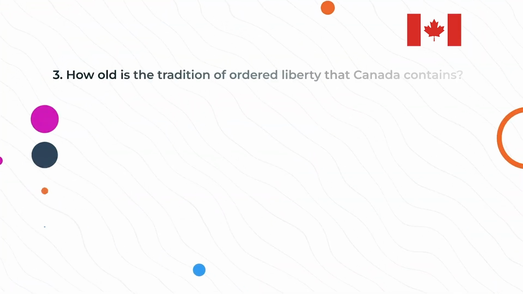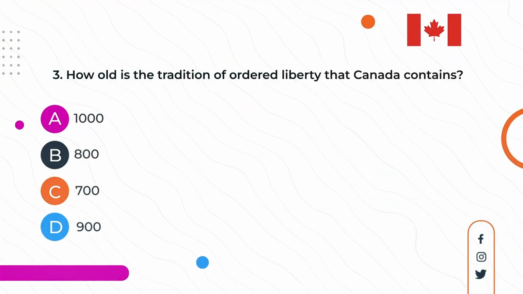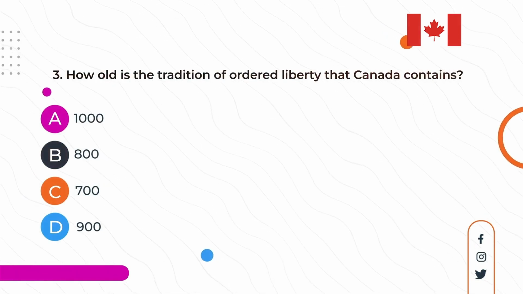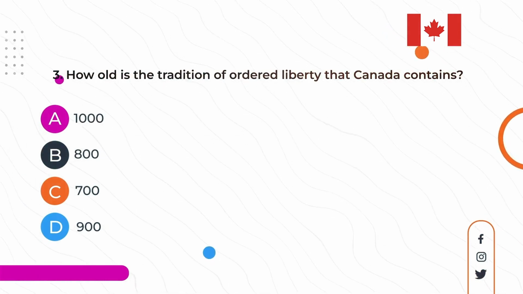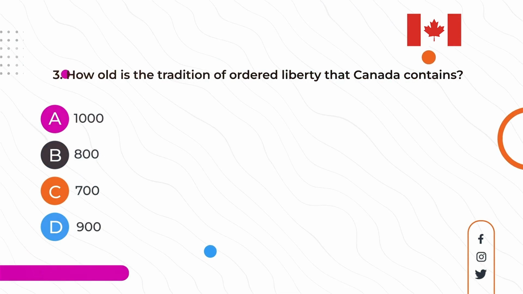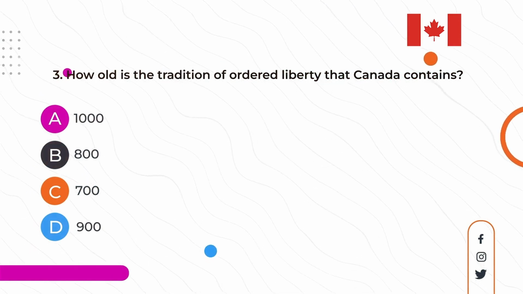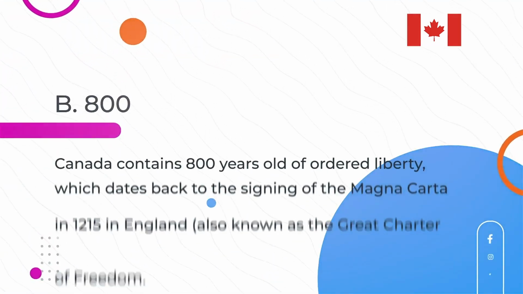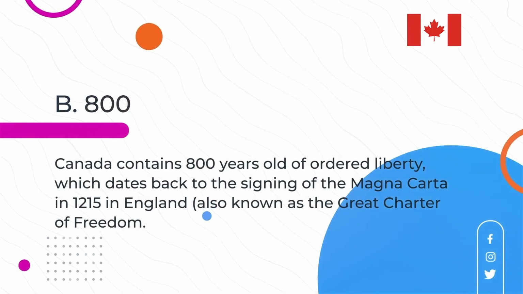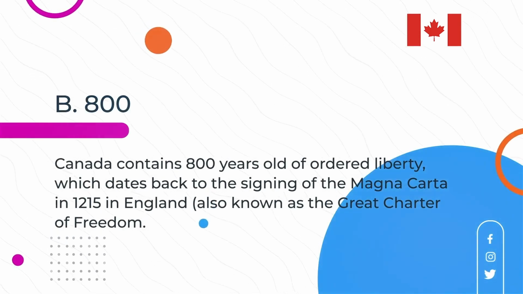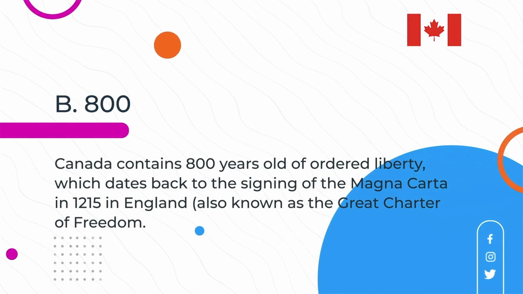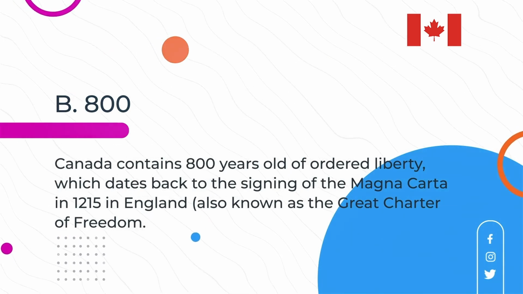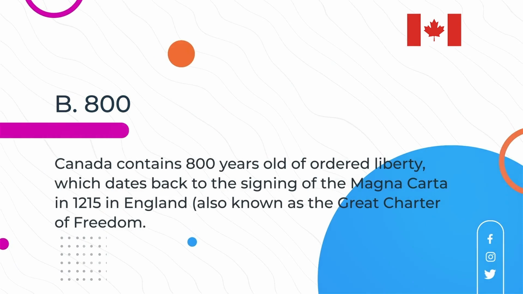Number 3. How old is the tradition of ordered liberty that Canada contains? A. 1000. B. 800. C. 700. D. 900. Answer. B. 800. Canada contains 800 years old ordered liberty, which dates back to the signing of the Magna Carta in 1215 in England, also known as the Great Charter of Freedom.